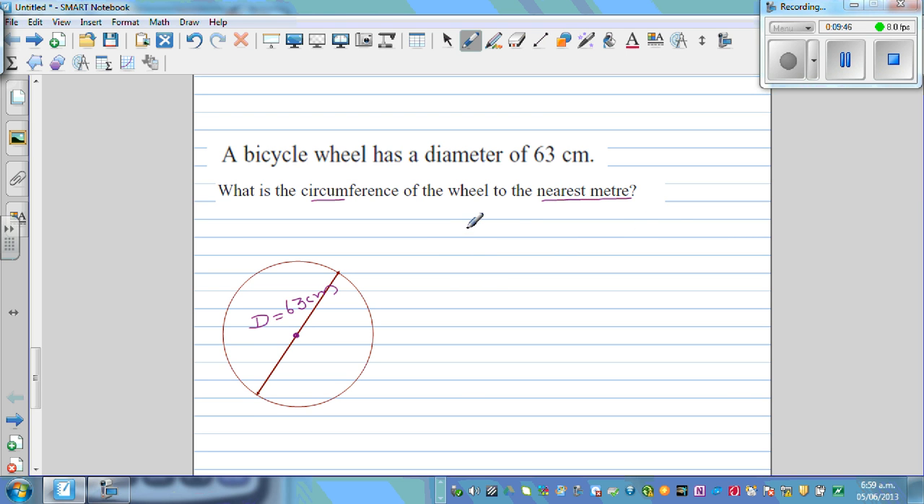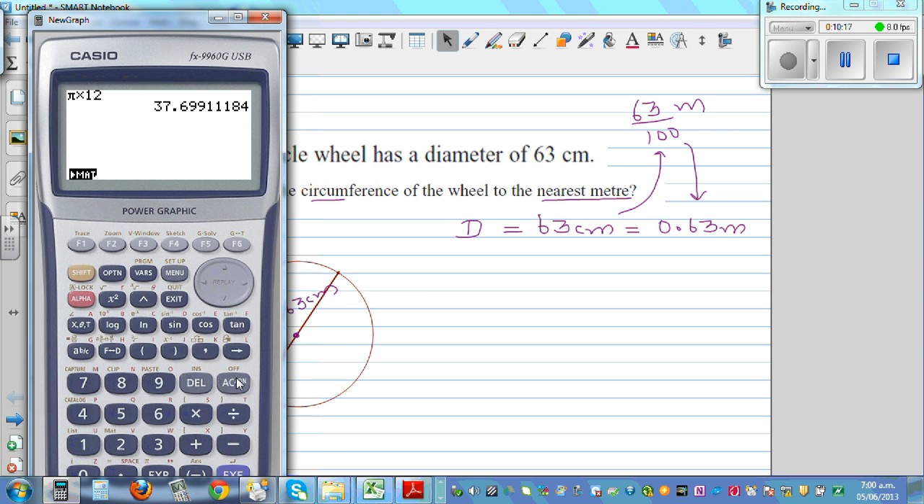So first let's change this into meters. 63 centimeters is how many meters? 1 meter is 100 centimeters, so this will be 63 divided by 100, which is 0.63 meters. If you want to change this into meters, you go 63 divided by 100. You can use a calculator. So 63 divided by 100 is 0.63 meters.